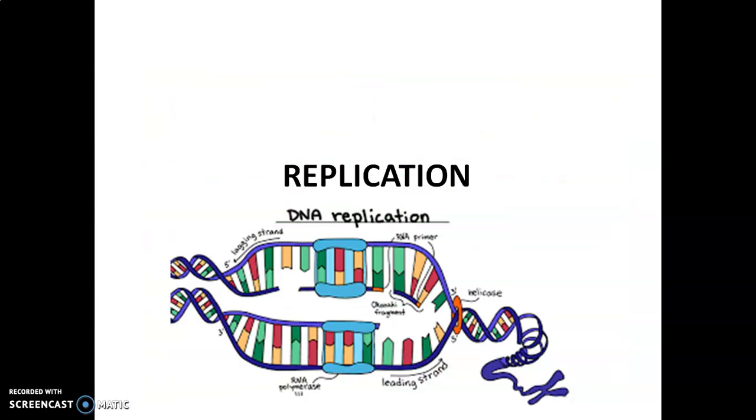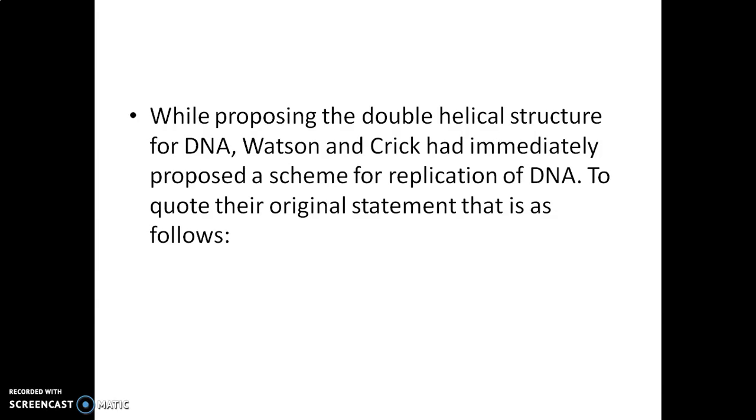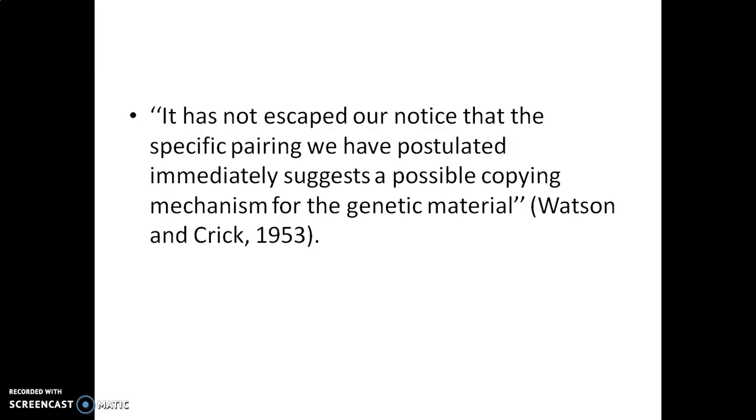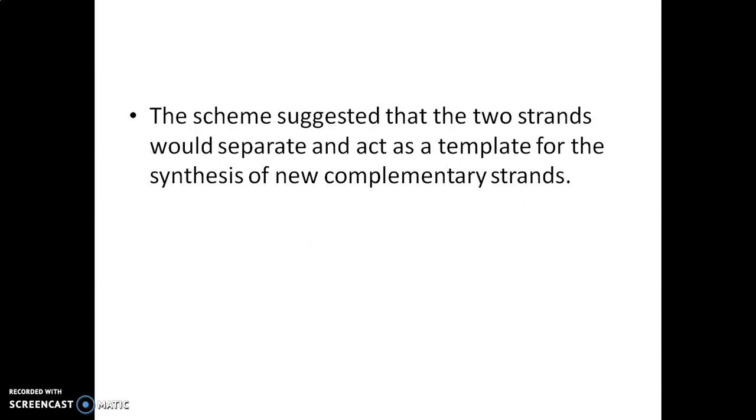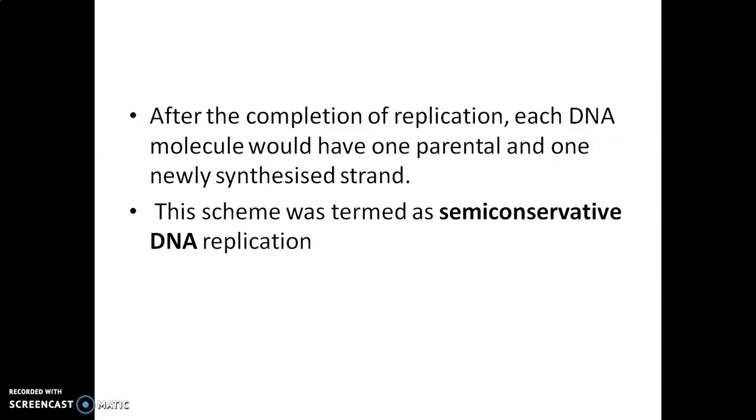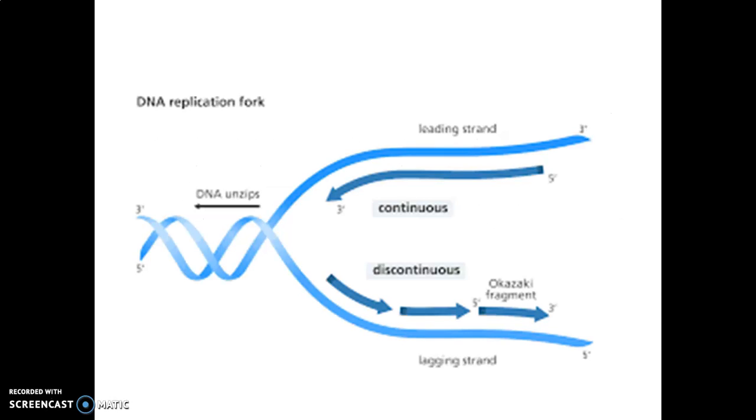Now let's discuss replication. While proposing the double helical structure for DNA, Watson and Crick immediately proposed a scheme for replication of DNA. They said: it has not escaped our notice that the specific pairing we have postulated immediately suggests a possible copying mechanism for the genetic material, and suggests that the two strands would separate and act as a template for the synthesis of a new strand. So after completion of replication, each DNA molecule would have one parental and one newly synthesized strand. It was termed the semi-conservative method.